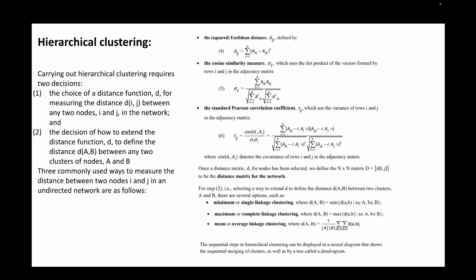Another you can do is take the mean. Intuitively, you can imagine two clusters represented by two circles, and the distance between the mean of one cluster and the mean of the other cluster is basically the distance between their centers.